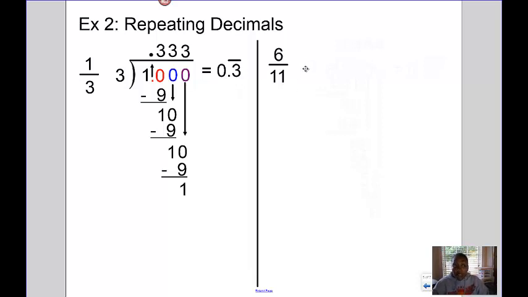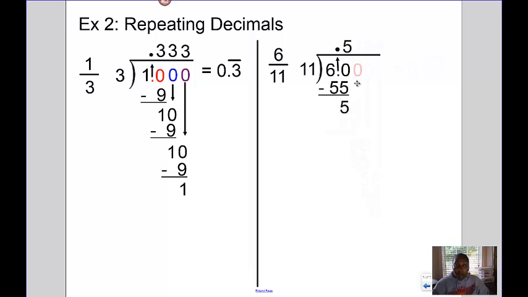I have 6 11ths. So again, I want to divide that 11 into 6. 11 can't go into 6, so I have to add a decimal and a 0. I've got to bring that decimal up and then divide. So now I'm going to divide 11 into 60, and it goes in there 5 times. So 5 times 11 is 55. Subtract, and I get 5.